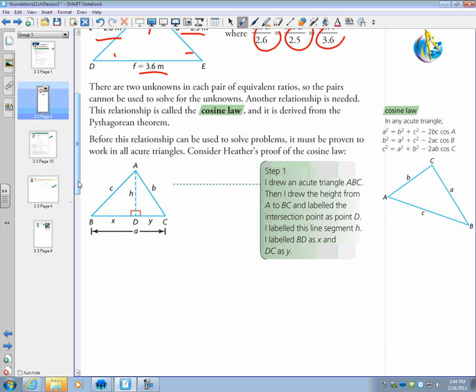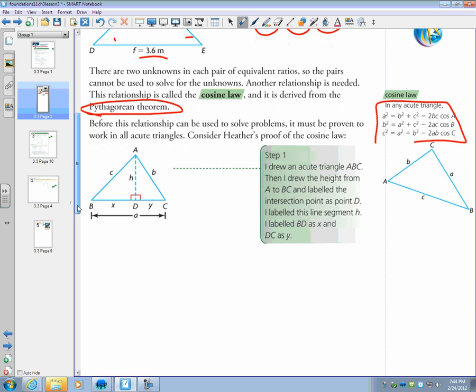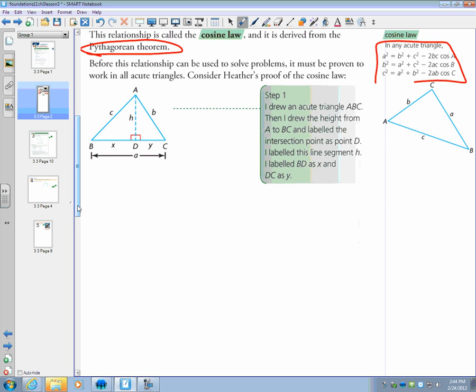It is based on Pythagoras' theorem. So we're going to see if we can prove it. Here's a little sneak preview of what it looks like, but we're going to see if we can prove it. Okay. So here we have a triangle in general.